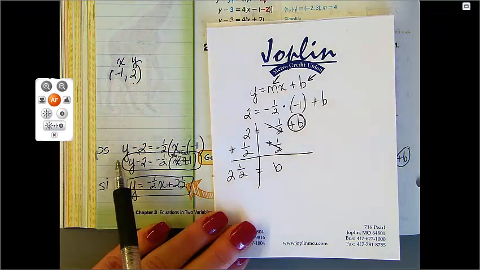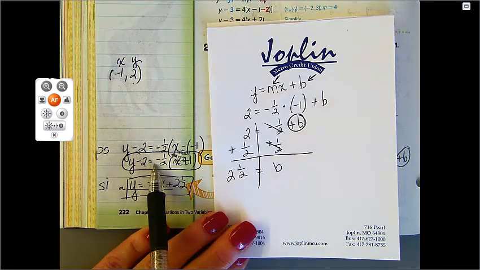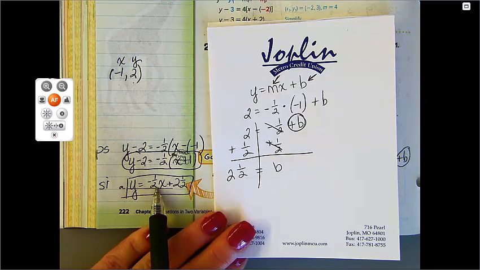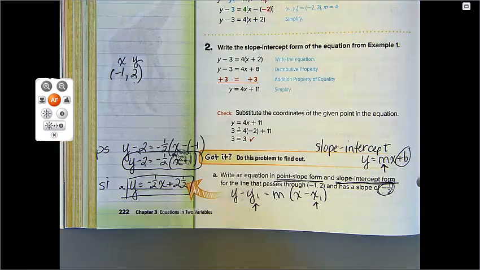So here's my point slope. Y minus 2 equals negative 1/2 times x plus 1. And here's my slope-intercept. Y equals negative 1/2 x plus 2.5. Okay?